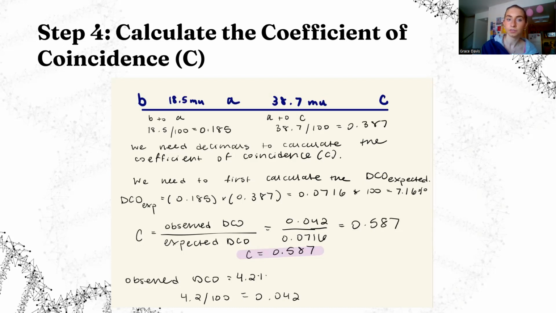And then we can use the equation for the coefficient of coincidence to calculate C. And we use the observed DCO as well, which was 4.2%. If you remember from my previous slide, divide 4.2 by 100 and we get 0.042. We put that on the numerator, divide by the expected DCO, and I calculated that to be 0.587.